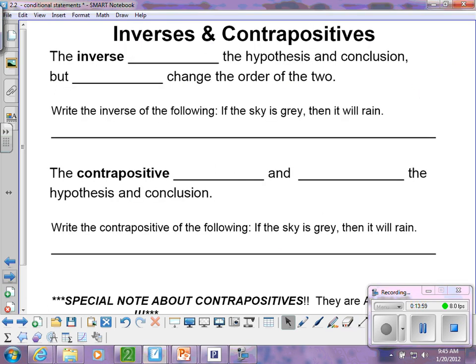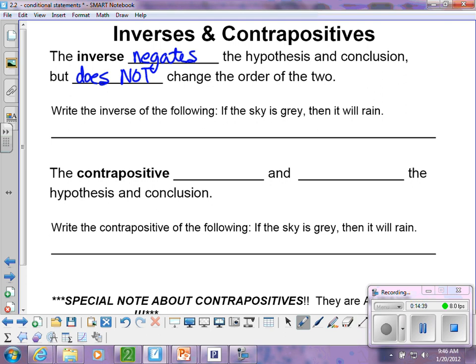All right, inverses and contrapositives. You have to remember these words: conditional, converse, inverse, contrapositive. They're always in that order, okay? Conditional, converse, inverse, contrapositive. C, I, C. Okay? So the inverse negates the hypothesis and conclusion, but does not change the order. Does not change the order. So you just learned how to negate it, right? You negate both pieces, not just one, both parts, okay?